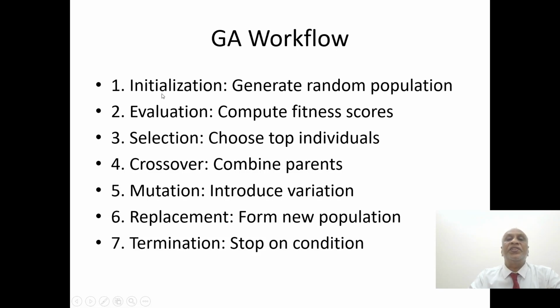In the initialization step, a random population is generated. In the evaluation step, fitness scores are computed. In the selection step, top individuals are selected. In crossover, parents are combined to generate a new child. Mutation is to introduce variation. Replacement is to form a new population, and termination is the stop condition.